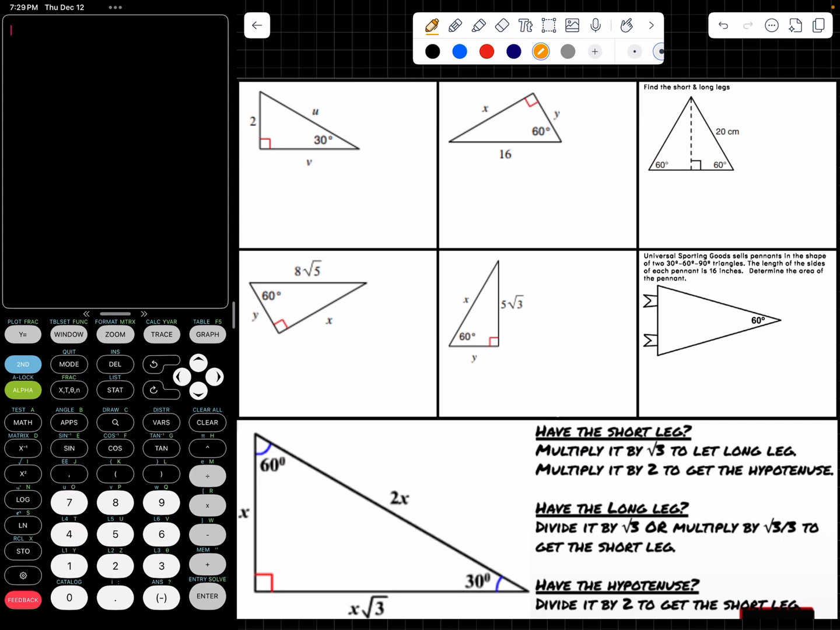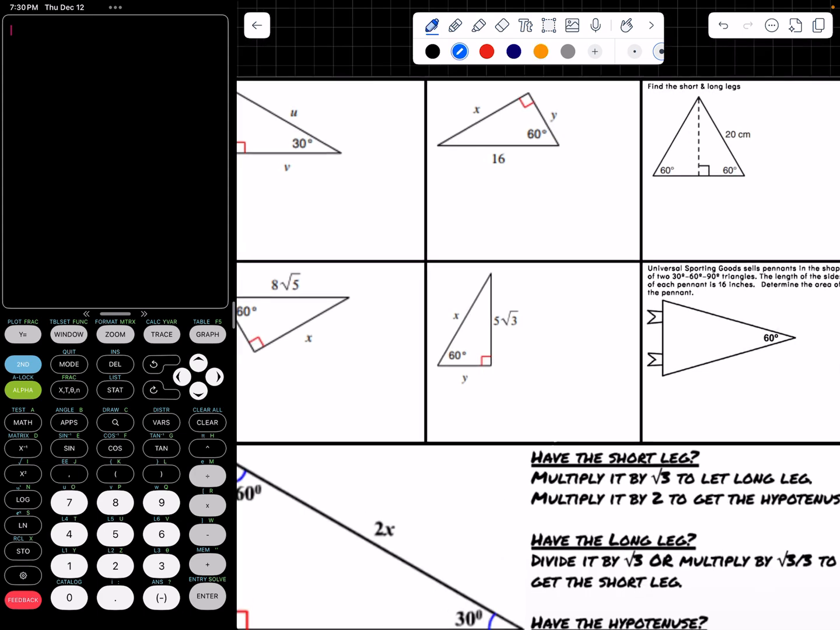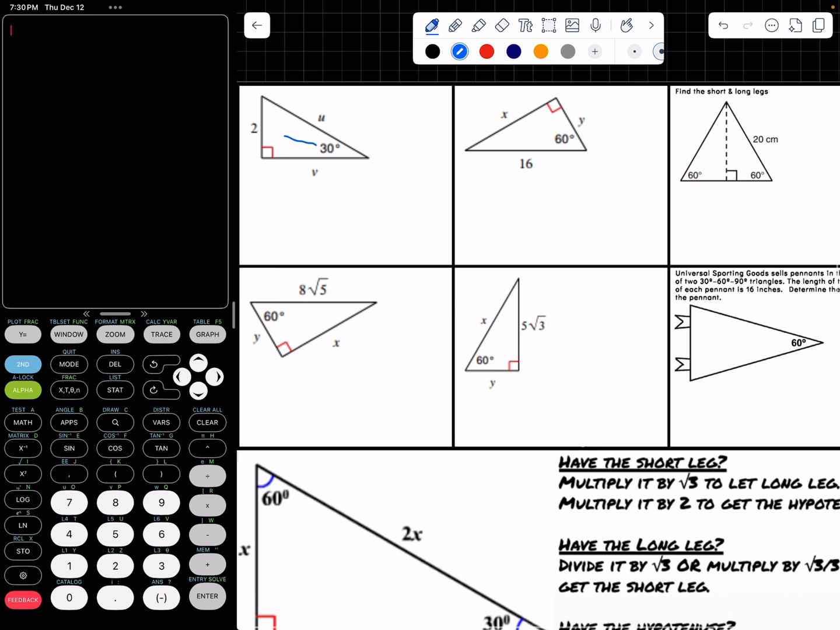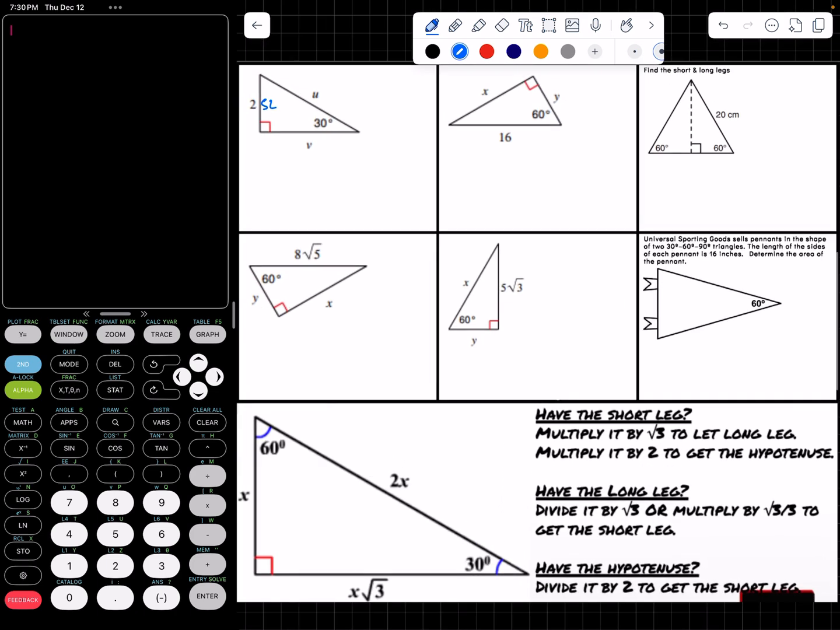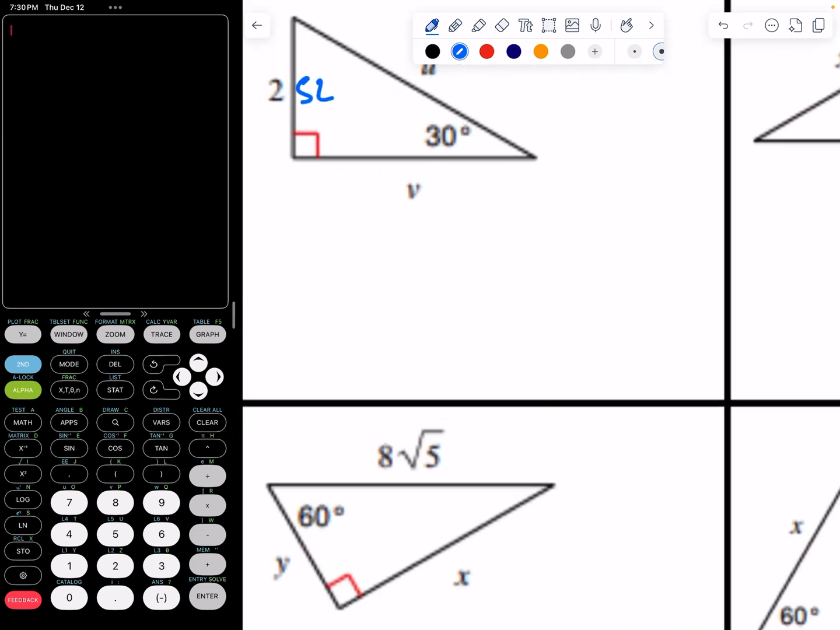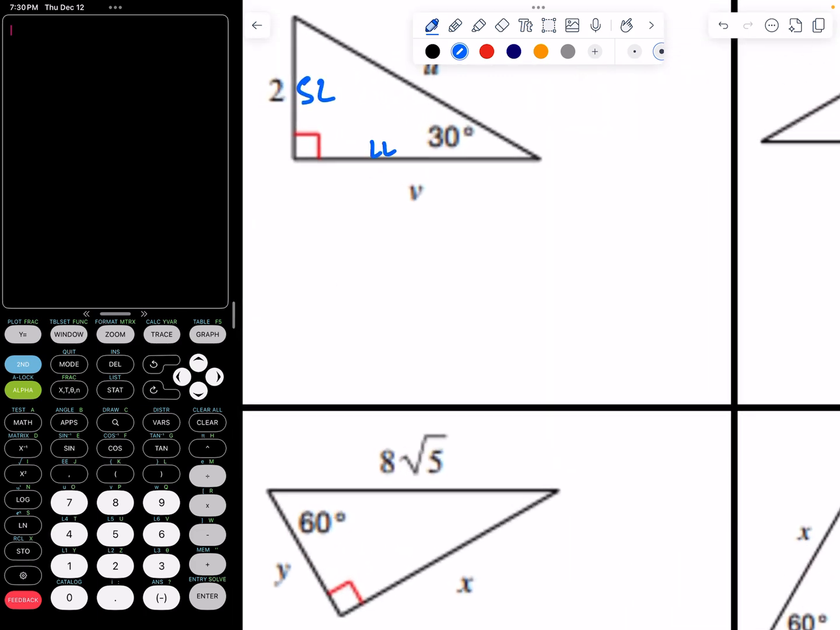This one on the top left, 30 degrees is going to be our smallest angle, which makes 2 our short leg. Okay, so if 2 is our short leg, then I'm going to use my short leg rule. I'm going to multiply it by root 3 to get the long leg. So the long leg would be v in this case. And so I'm going to multiply 2 times root 3 to get v.